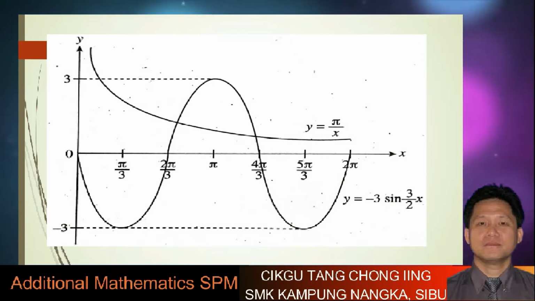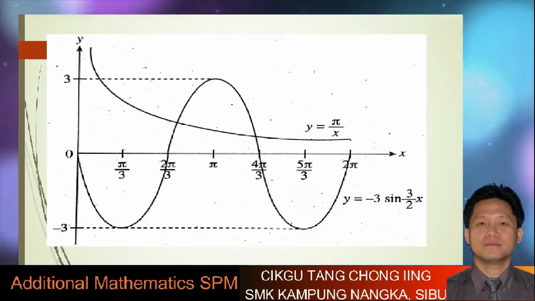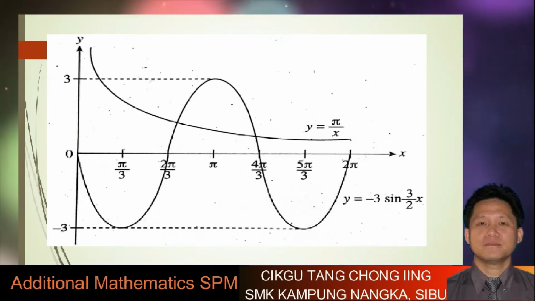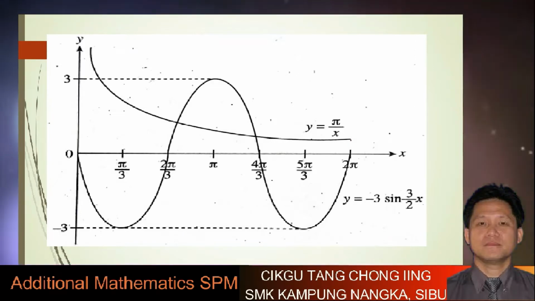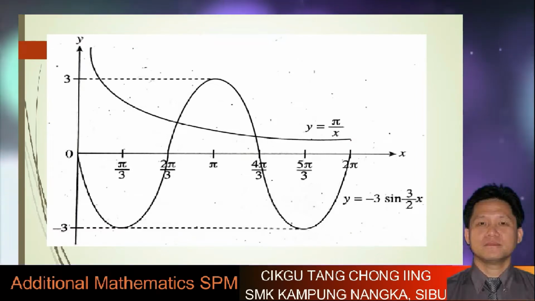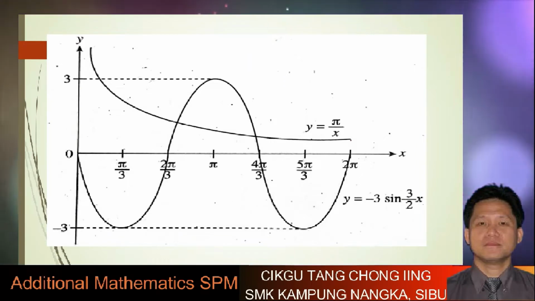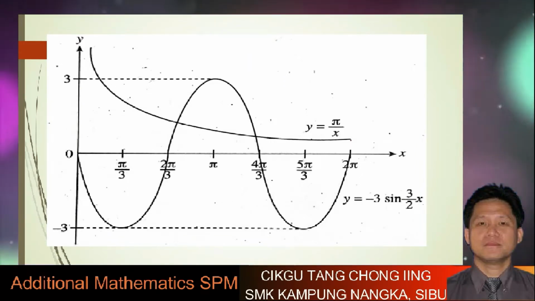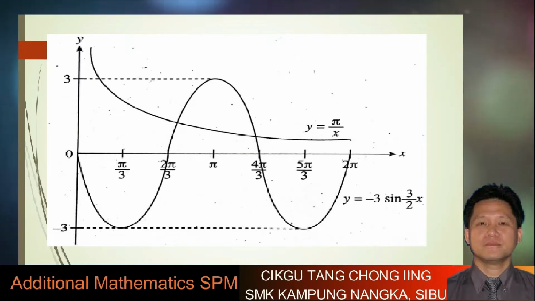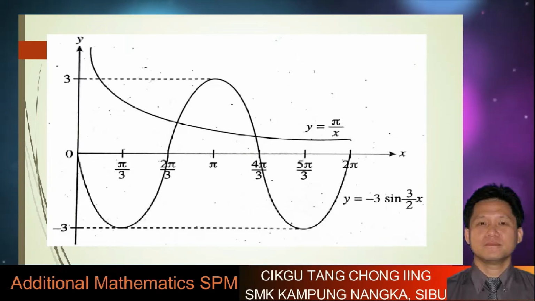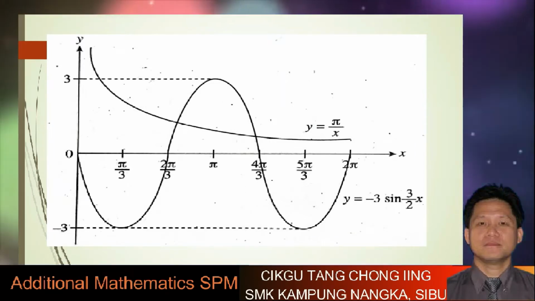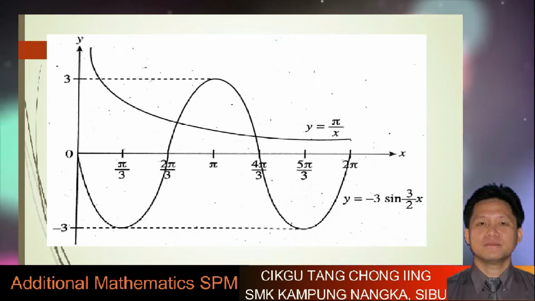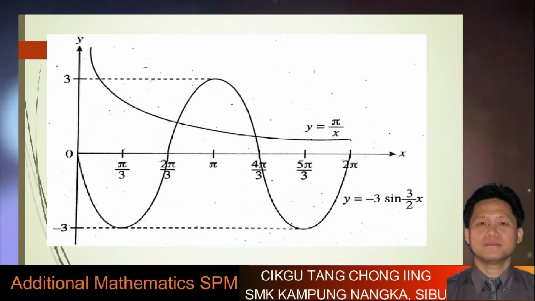So first one, we have y equals negative 3 sine 3 per 2 x. So 3 per 2 x, meaning we have 1.5 of the sine graph. So initially you have 1.5, starting from 0 until 4 per 3 pi, that will be 1 complete shape of sine graph, and a half. So we have half here, from 4 per 3 pi to 2 pi.